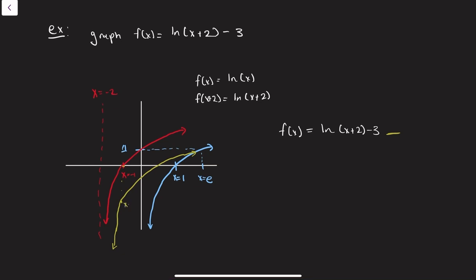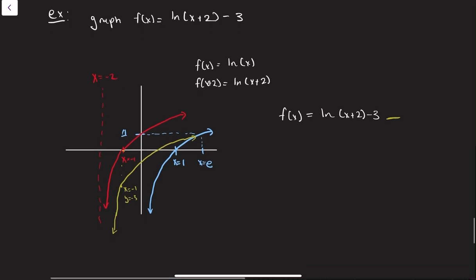This is x equals -1, but the y value drops to y equals -3. So no longer 0, it's -3. And you can graph this out on your own and take a look, but overall, very straightforward.